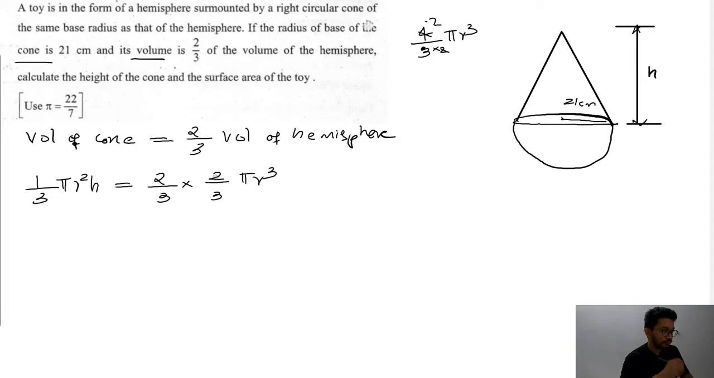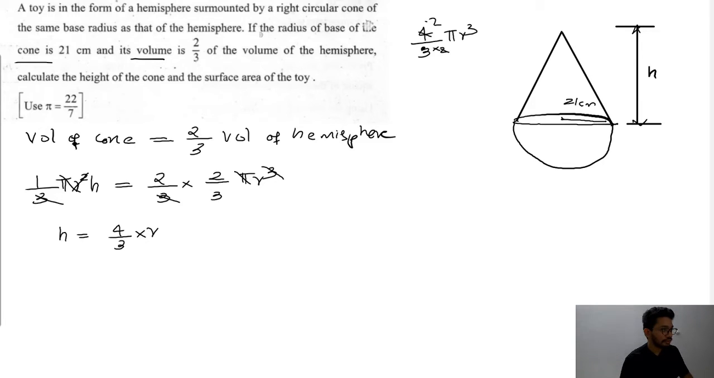So right now we have got something like this. We can cancel this 3 and 3, we can cancel the pi, and we can cancel r square with r cube. So we'll have an r left over, and we will get h is equal to 4 by 3 into r.